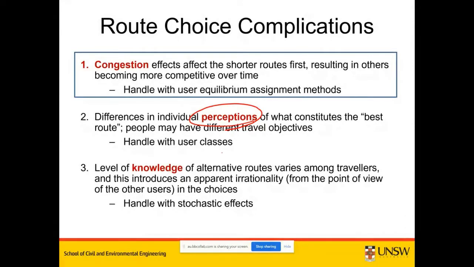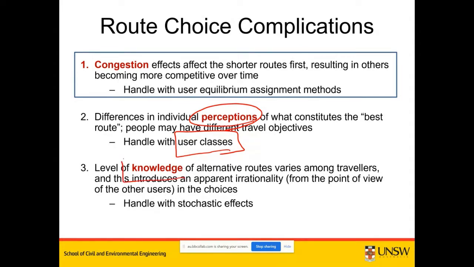And the way we handle it, we call that user classes. So we define different user classes. We can say the population has 5 different classes: those people who value travel time more, those people who value, I don't know, shade and trees, those people who have a very high value of time, low value of time, different income levels, etc., etc.